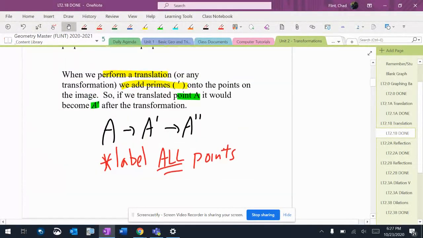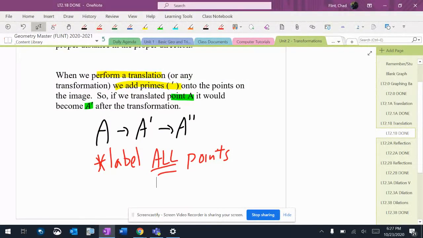Try some of these. I do not think they're that challenging if you take your time and really pay attention to plotting the points and making sure you're going in the correct directions.